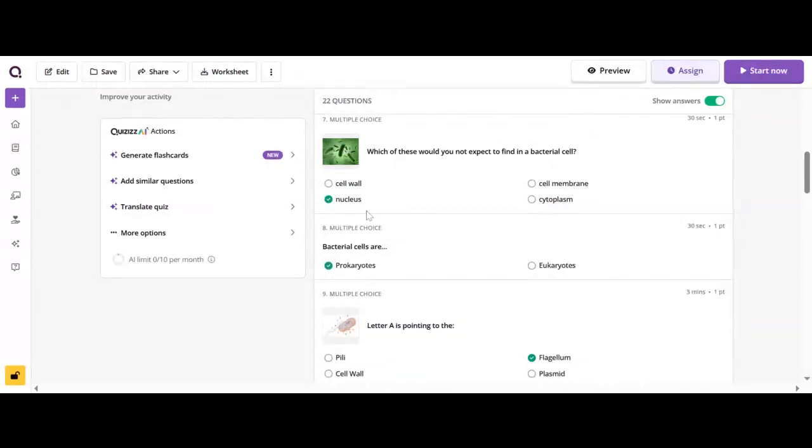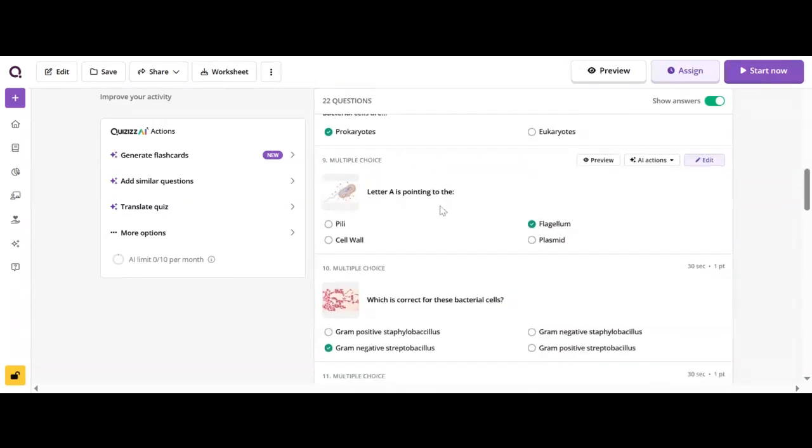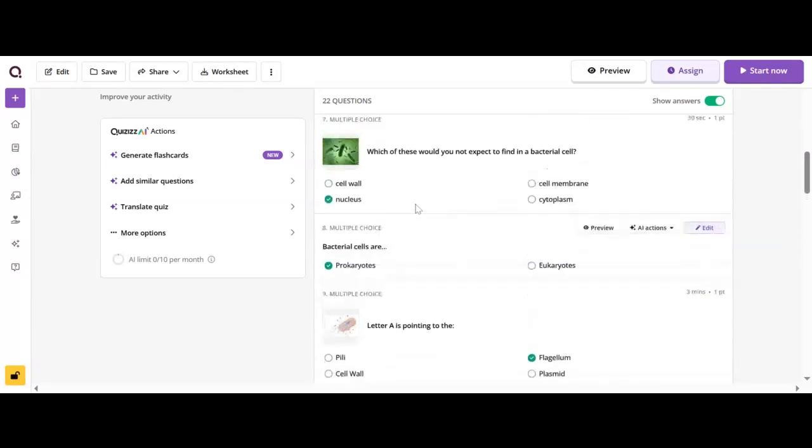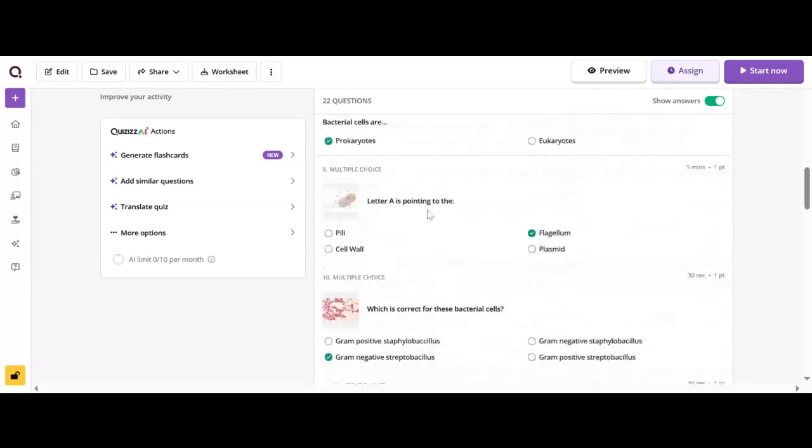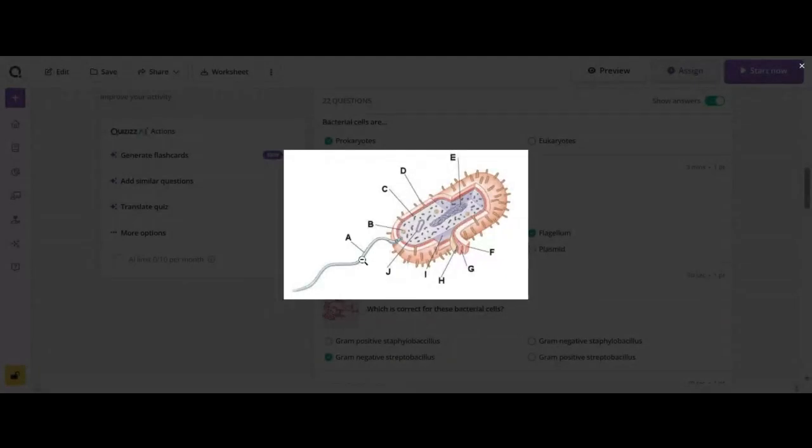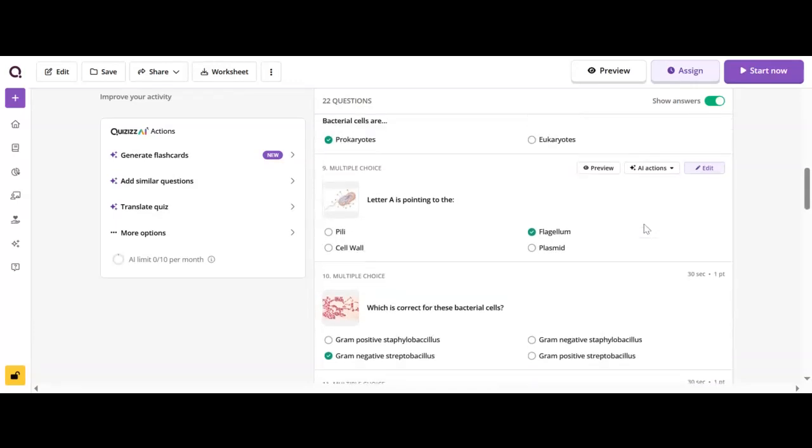Which of these would you not expect to see in a bacterial cell? Bacterial cells are prokaryotic cells, so there's no nucleus. Bacterial cells are prokaryotes. Letter A is the flagellum. This tiny little spike here, they are the pili, singular pilus.